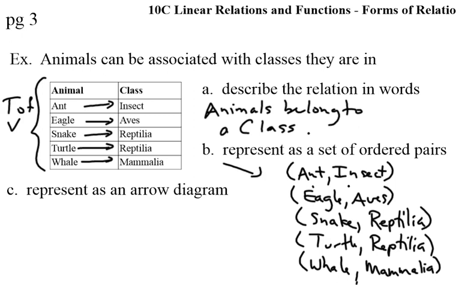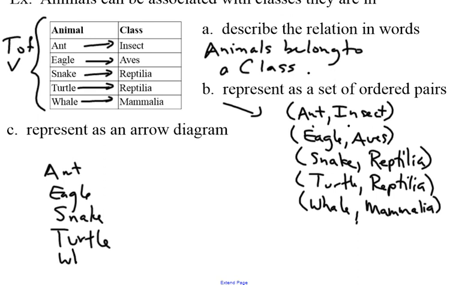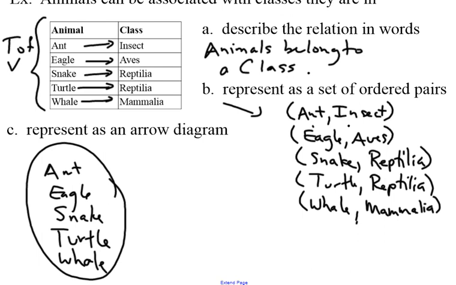There's our ordered pairs. And now we can represent it as an arrow diagram. Now this is the interesting one because we have the ant, the eagle, the snake, the turtle, and the whale in that set. All of our objects within the set. Well, our second set has insects, avis, or aves. Sorry, I'm not totally sure which it is. Reptilia, but reptilia happens twice. I don't need to draw it twice.